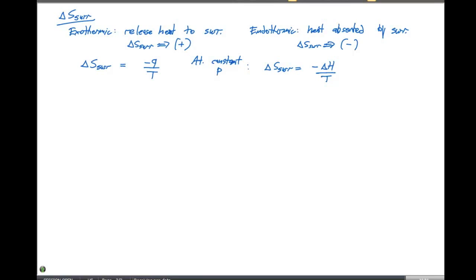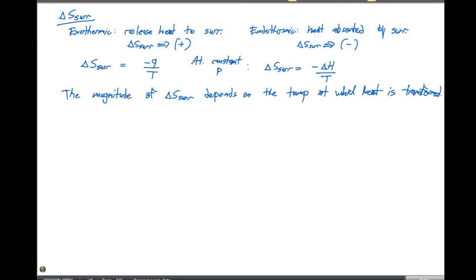One thing that we can definitely say about the delta S of the surroundings is the following. The magnitude of delta S of the surroundings depends on the temperature at which heat is transferred. So depending upon how drastic this case is for delta S, it's going to depend on the temperature. Keep that in the back of your mind as we go through some of these instances and circumstances where we look at changes in entropy.